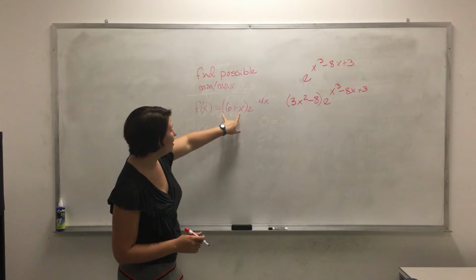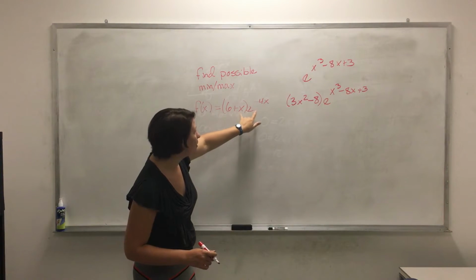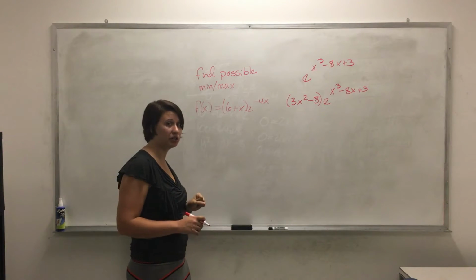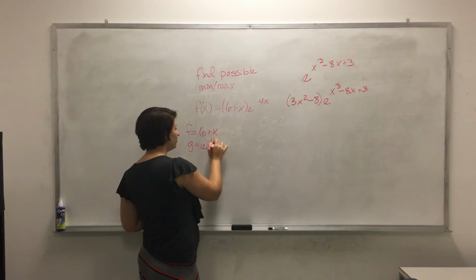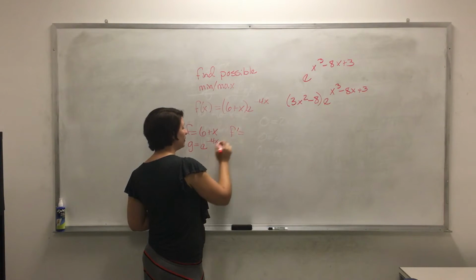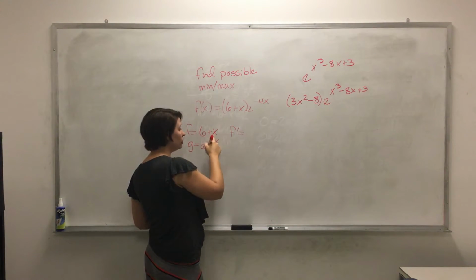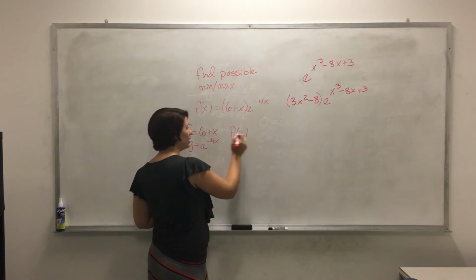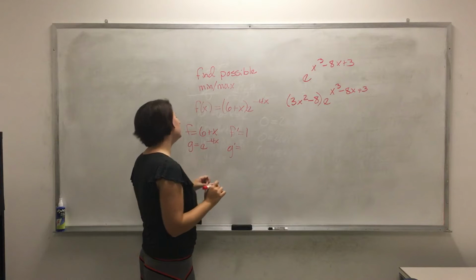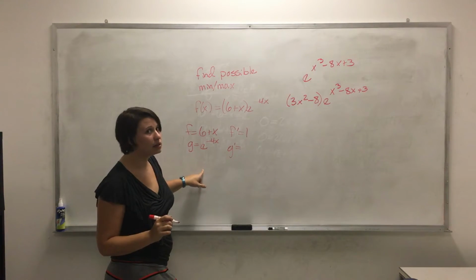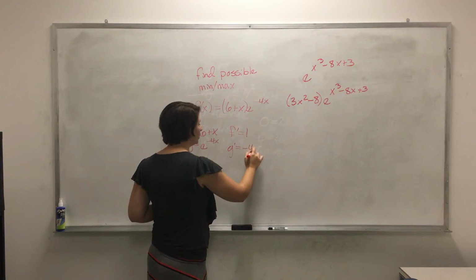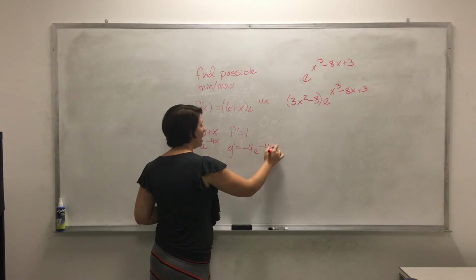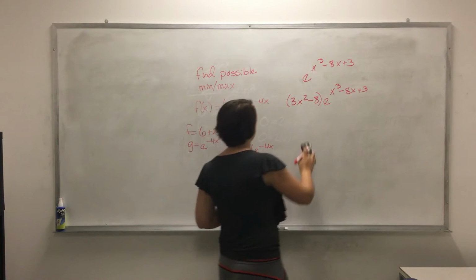We notice here, this is an x quantity times another x quantity. This is a product rule. So f is equal to 6 plus x. G is equal to e to the negative 4x. F prime, derivative of 6 is 0. Derivative of plus x is 1. G prime is equal to the derivative of e to the negative 4x. We look at the exponent. Derivative of negative 4x is negative 4. Then rewrite the e to the negative 4x. That's g prime.